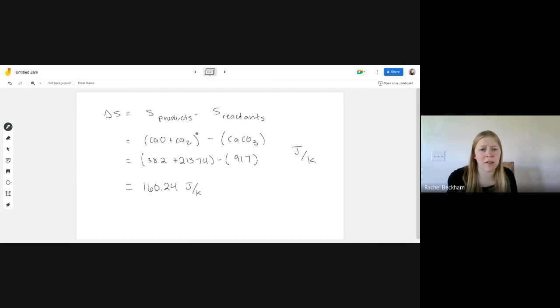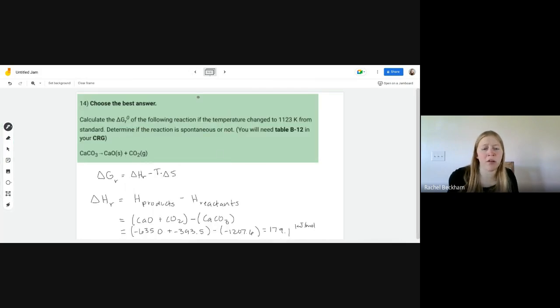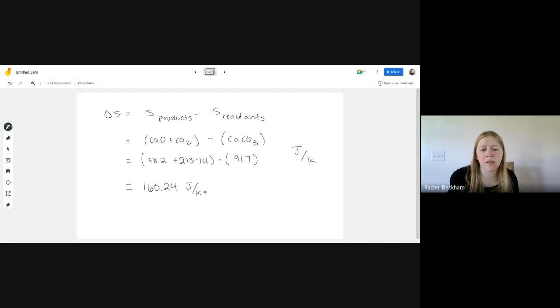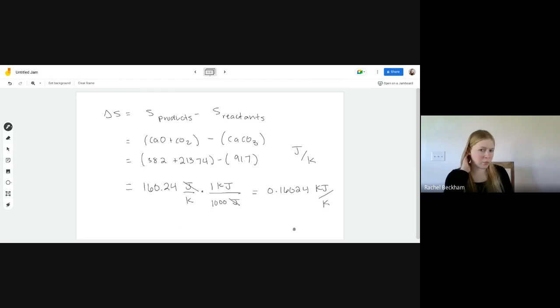I want to convert it to kilojoules because my other units are also in units of kilojoules. So right now we've got joules. I want to get it to kilojoules, and I want joules to cancel out. There are 1,000 joules for every 1 kilojoule because kilo means 1,000. So we're going to do 160.24 divided by 1,000 to get it to units of kilojoules. I'm just dividing it by 1,000, and now my units are kilojoules per Kelvin.